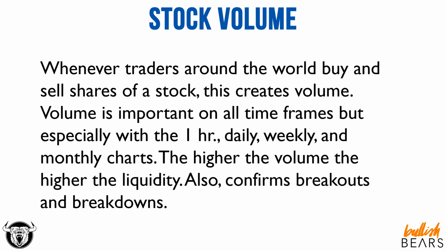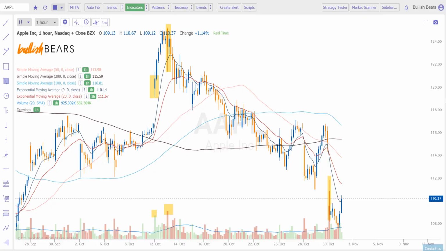Volume also confirms potential breakouts and breakdowns. Again, it's not foolproof, but when you see those high volume bar spikes, both bullish and bearish, it can confirm those potential breakout, breakdown, or reversal areas. So here's an example of an hourly chart on Apple.